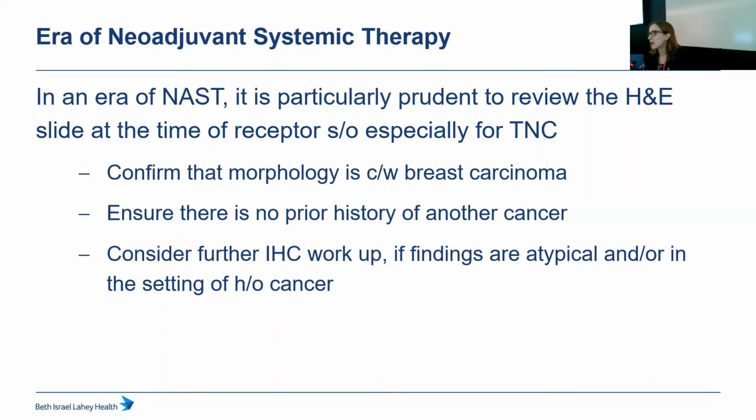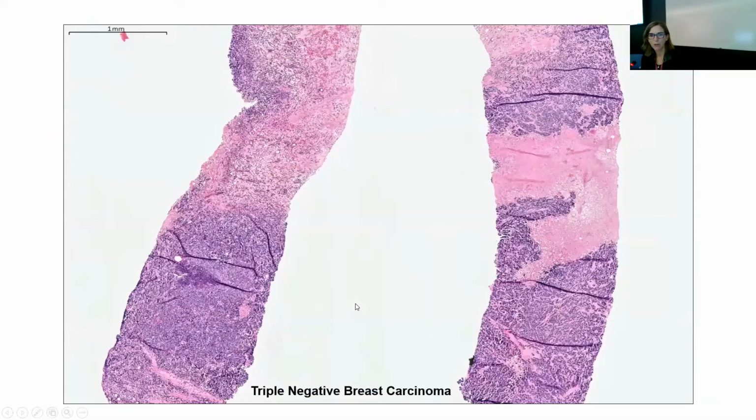you have to make sure you're fully invested in the case, in the patient, in your colleagues in the department, to make sure that you're checking thoroughly, confirm that morphology is consistent with breast carcinoma, ensure there's no prior history of another cancer. You should be doing that at the time of the H&E review, and consider further workup if findings are atypical or in the setting of a history of cancer.